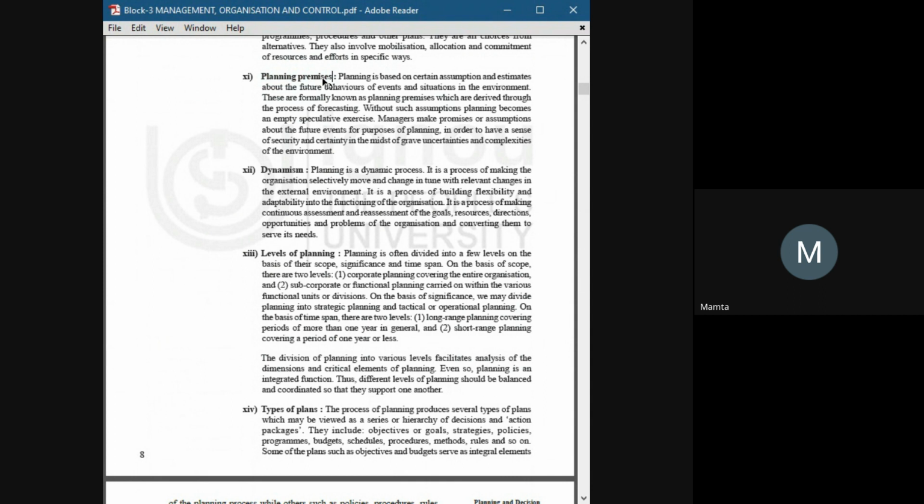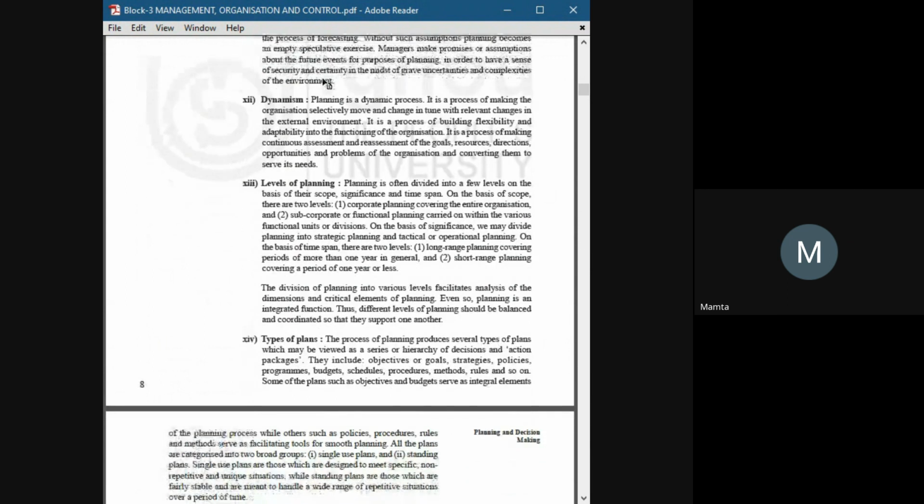Now coming to the dynamism. Planning is a dynamic process. It keeps on changing according to the situations. So it is a process of making continuous assessment and reassessment of the goals, resources, directions, opportunities, and problems of the organization and converting them to serve its need.